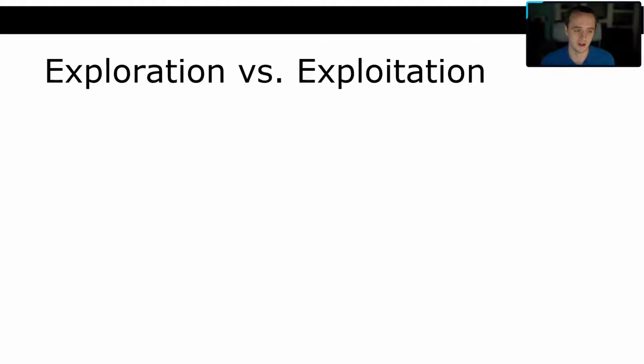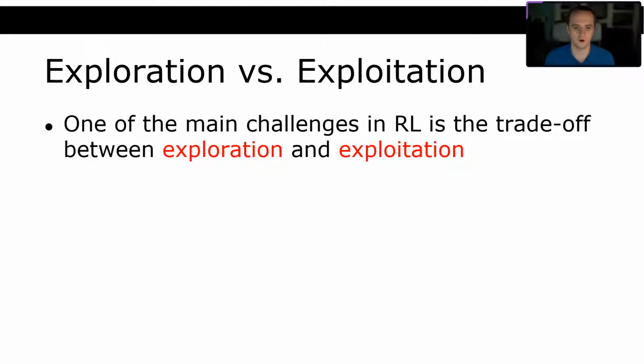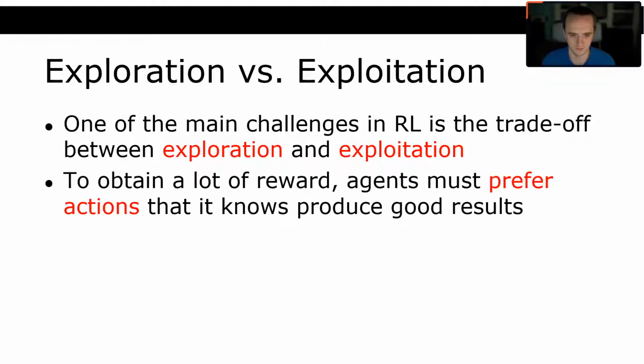I'll tease this a little bit now, but this will be almost the entire topic of the next lecture: exploration versus exploitation. One of the main challenges in reinforcement learning is the balance between exploration and exploitation. So what does that mean? To obtain a lot of reward, agents have to prefer actions that they know produce good results.